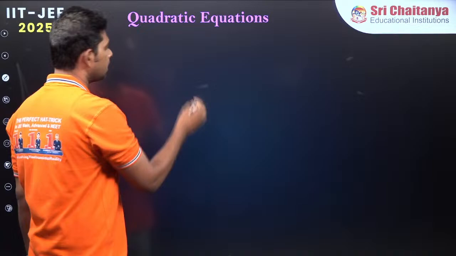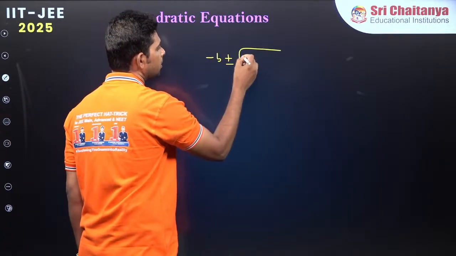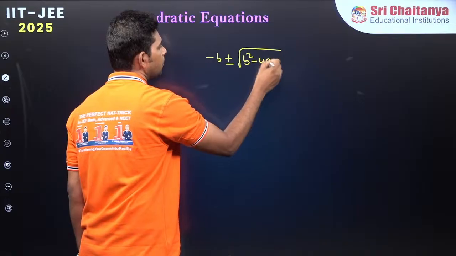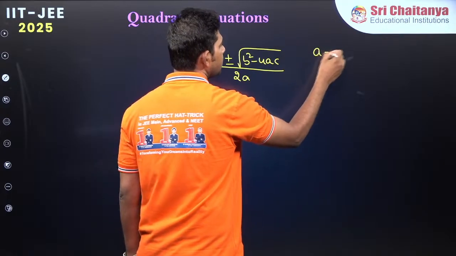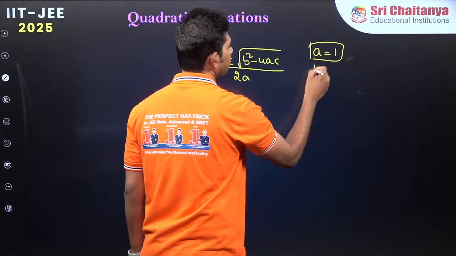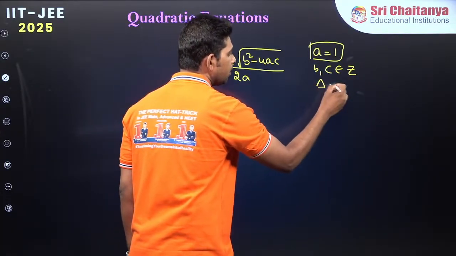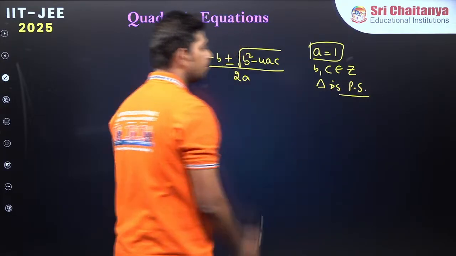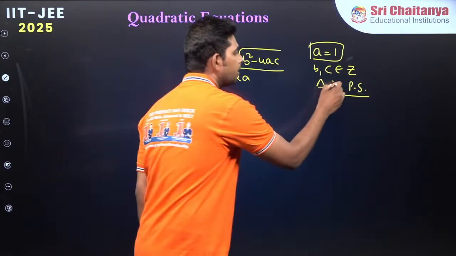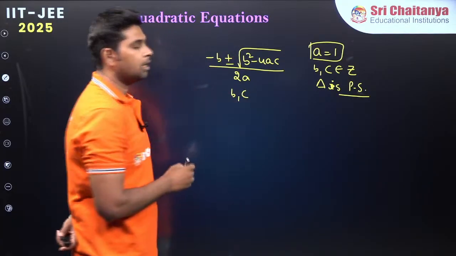Here I am writing minus b plus or minus square root of b square minus 4ac divided by 2a. So I was taking a equals 1, and b, c belong to integers. And not only that, in the above condition, the discriminant is a perfect square. Perfect square we are writing, the discriminant there. Now let us take b, c, both even numbers.